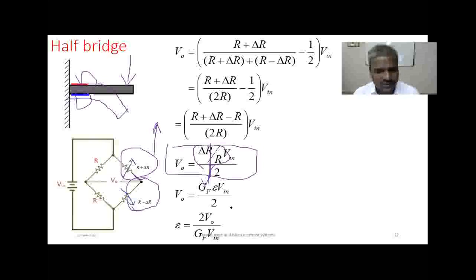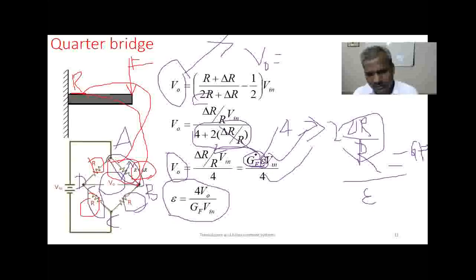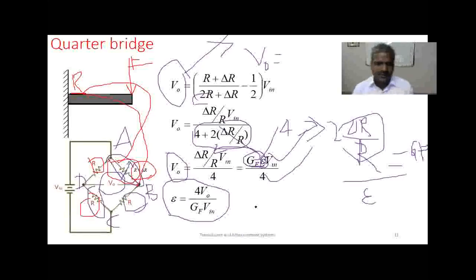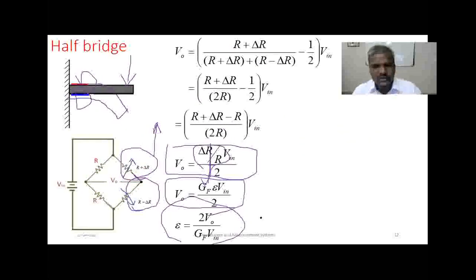So what do you infer from here? Previously, for the quarter bridge, it was gauge factor into strain into V in times 1 by 4. Here it is 1 by 2. So the detected strain is 2 times V naught divided by gauge factor into V in. The sensitivity of the quarter bridge is 4 times less, which is very low. If you go for the half bridge, the sensitivity is 2 times more than the quarter bridge, so it is slightly increased.